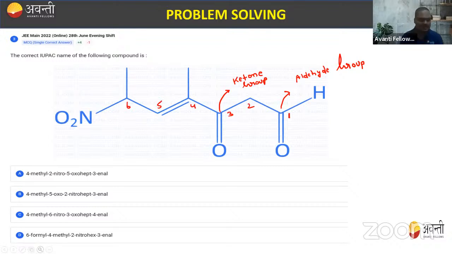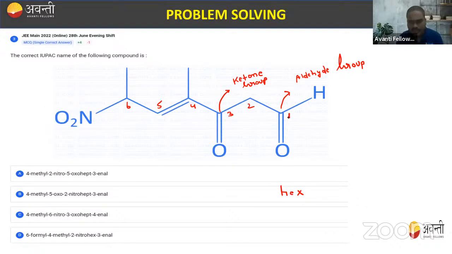So we have 6 carbons here, right? More than 6? Let me count again. 1, 2, 3, 4, 5 and 6. It is coming to 6 only. Yeah, 1, 2, 3, 4, 5, 6. Yeah, 6 carbons we have in this case. So the correct name is, that is hex. Okay.